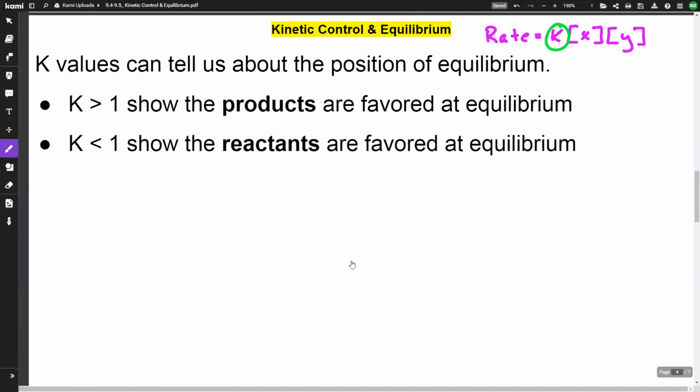So we didn't talk about this specifically in our previous unit, but this is going to be coming up in another unit. We're kind of bouncing around a little bit here. So K values tell us about the position of equilibrium. If K is greater than 1, it shows the products are favored at equilibrium. If K is less than 1, it shows the reactants are favored at equilibrium. So greater than 1, it's products. Less than 1, it's the reactants.